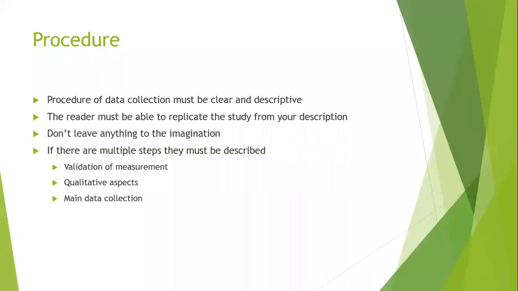So it must be like a recipe. It must be like a description of do this, next, and a flowchart is always necessary. If there are multiple steps, you must say the first phase of the study procedure, second phase, third phase, and so on. For instance, if you want to validate a measurement tool, an outcome measure, before the start of the main study, then this should be a separate section. So you say validation of measurement tools was done using this, and then you do your main study and so on.